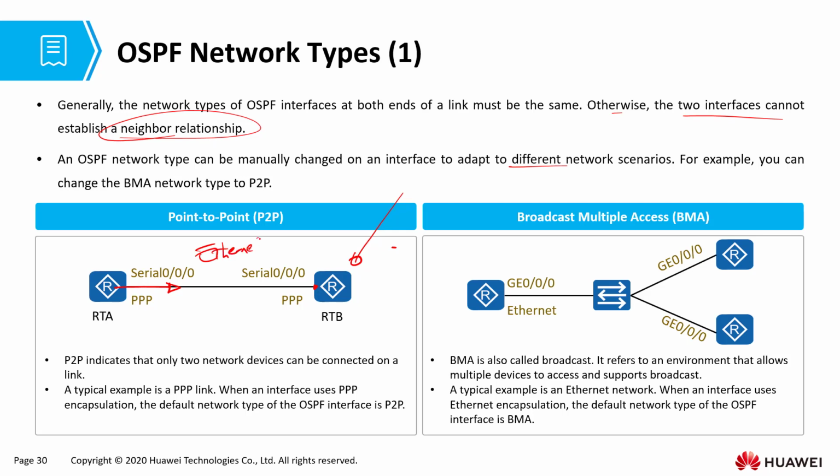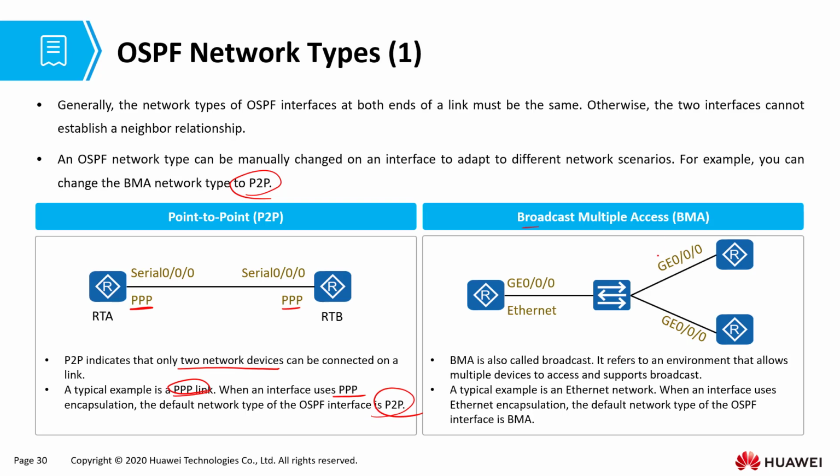And we say it for Ethernet, it defaults to a broadcast multiple access network type. Now, in a case like this, you want to go to the interface and tell it, no, this is a point-to-point network type for the good of our own operations. But this, of course, has been illustrated with point-to-point protocol. Point-to-point protocol defaults to the point-to-point network type of OSPF. P2P indicates that only two network devices can be connected in a link. A typical example is a point-to-point protocol link. When an interface uses point-to-point protocol encapsulation, the default network type of the OSPF interface is point-to-point.